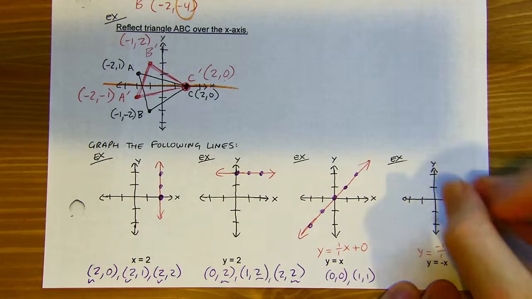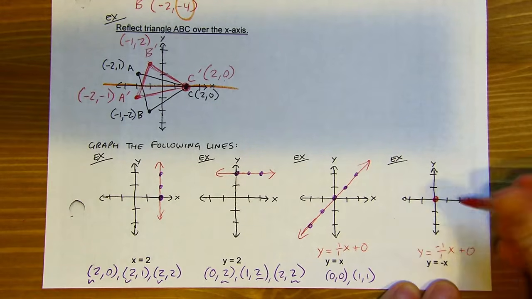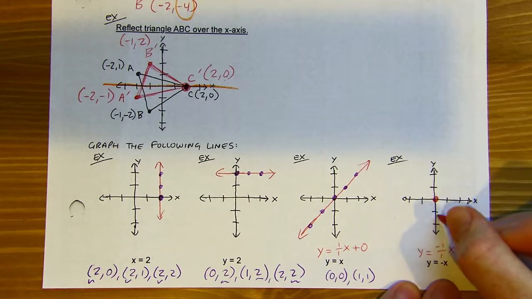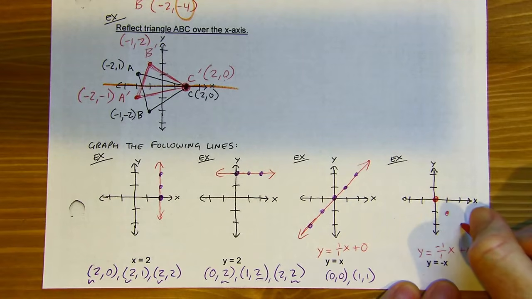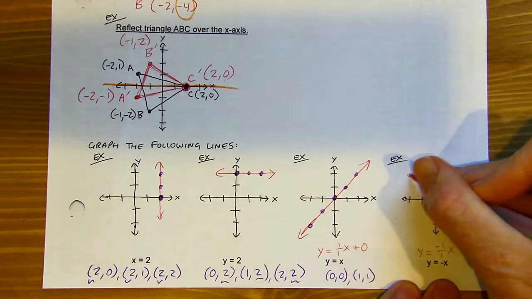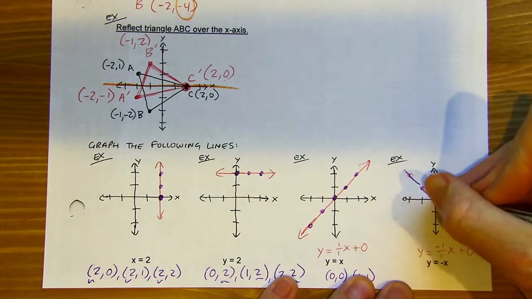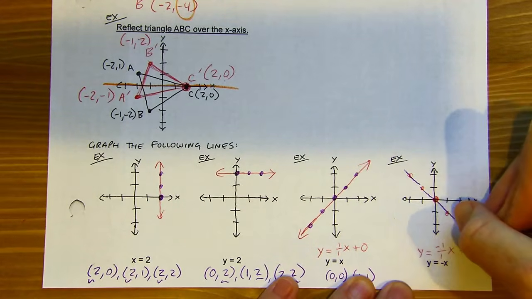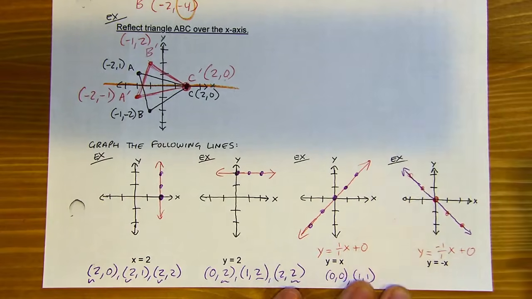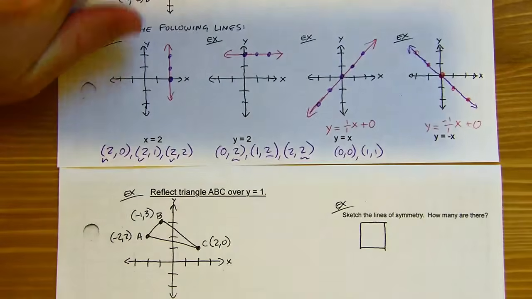So my y-intercept is still 0, okay, but this time my slope's -1. So I'm going to go down 1 to the right 1, down 1 to the left, to the right 1, or I can go up 1, left 1, up 1, left 1, and now I get another 45-degree angle line that goes to the origin, but this one's going downhill because I got a negative slope, right? Okay. All right, so let's move on to some more reflection problems.